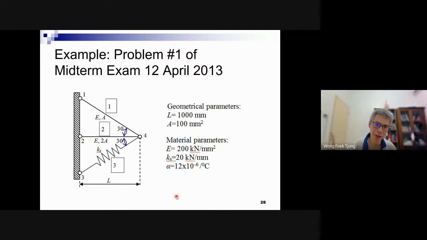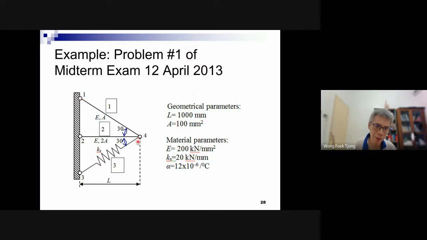This is an example that I took from a past midterm exam, a long time ago, maybe before you went to Petra, right? Before that, so this is more than 7 years, 8 years ago, 12th April 2013. This is one of the problems like this.